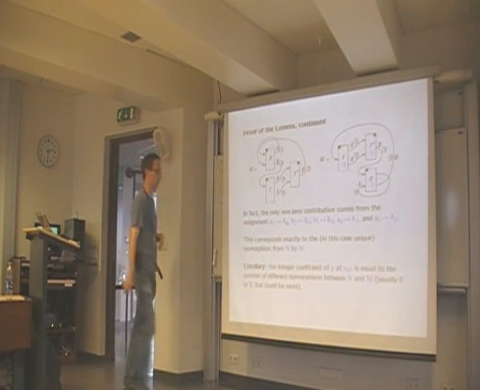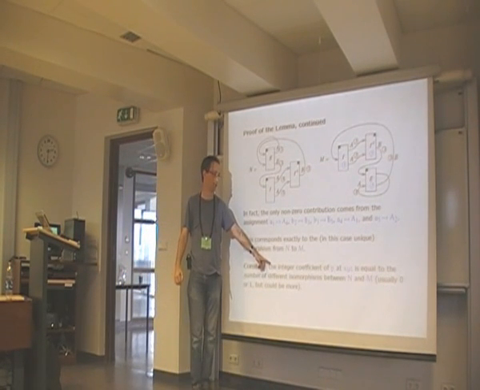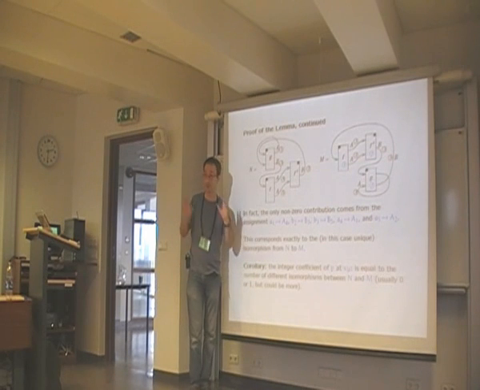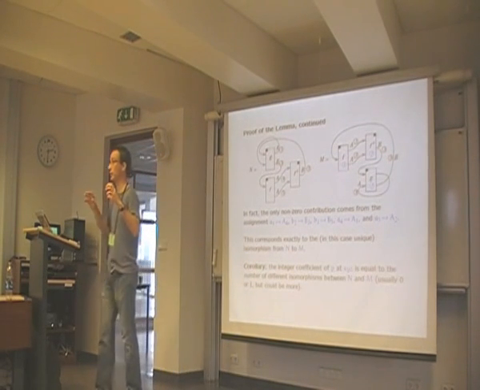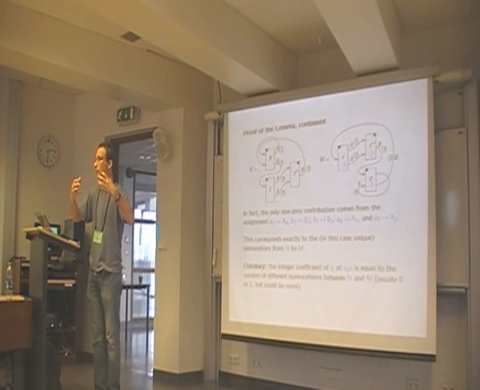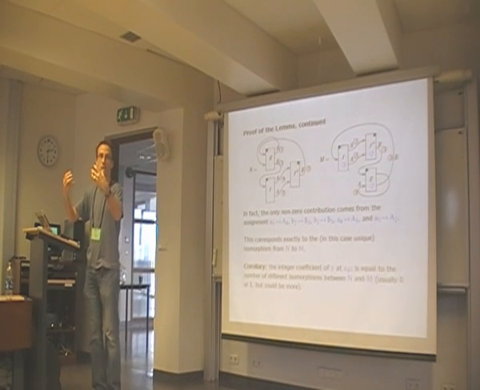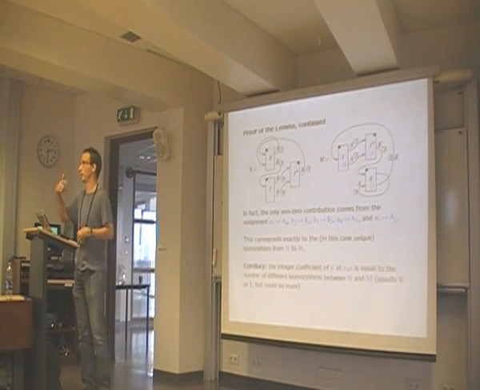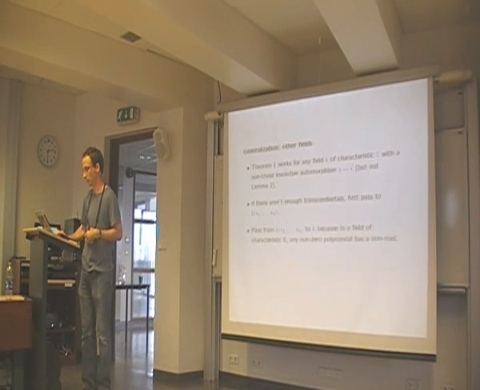in fact you get something slightly stronger. The integer coefficient is non-zero if and only if the two diagrams are isomorphic, but in fact the integer coefficient is equal to the number of different isomorphisms from n to n. So typically 0 or 1, but if there are non-trivial automorphisms, it could be higher than 1.